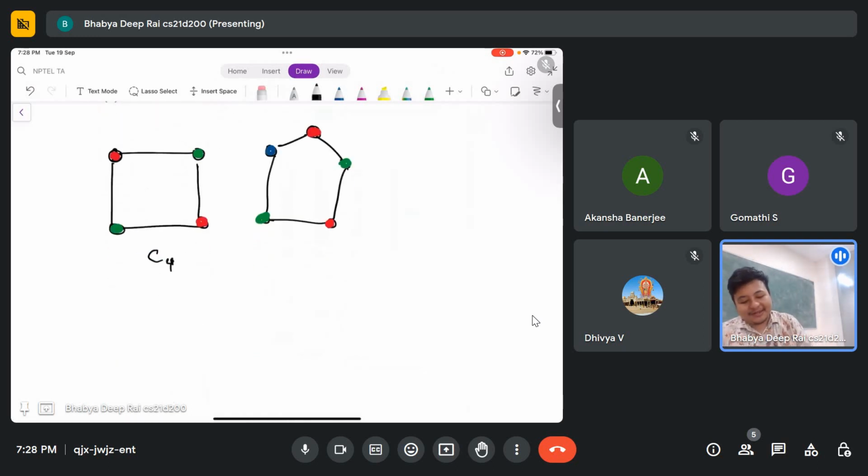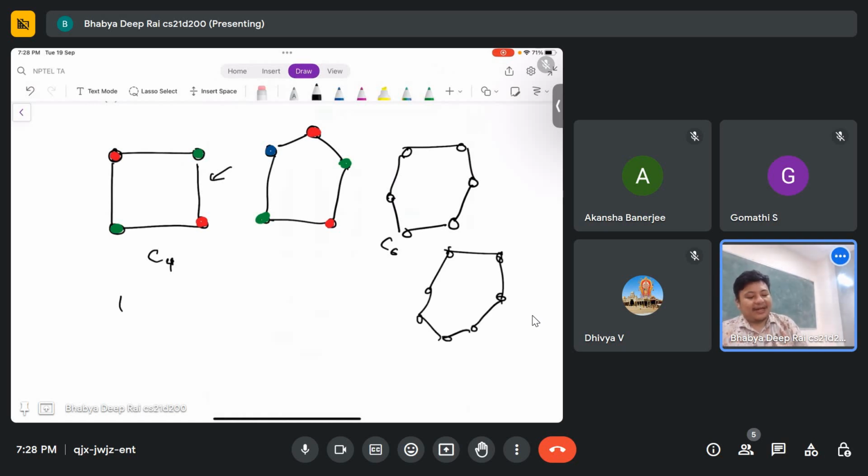So finally we realize that, if I keep doing this process, now if I look at C7, then I can use the same logic here. I can alternatively do red, green, red, green. But as soon as I do, sorry, C6. So as soon as I make it C7, I have a problem here.